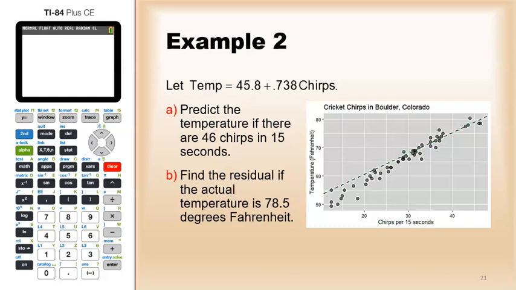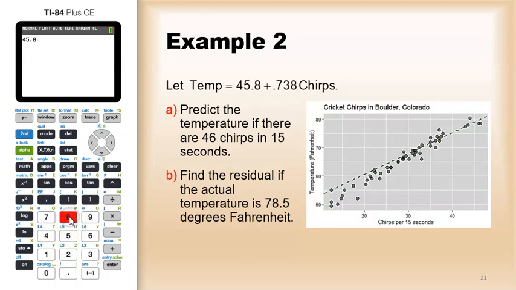So, for instance, suppose for my cricket data, I'm using the equation that the temperature is 45.8 plus 0.738 times the number of chirps. And I want to predict the temperature if there were 46 chirps in 15 seconds. Well, using my calculator, 45.8 plus 0.738 times 46 gives me a predicted value of 79.748 degrees. That's the prediction. Based on the equation, that's what I'm predicting the temperature to be.